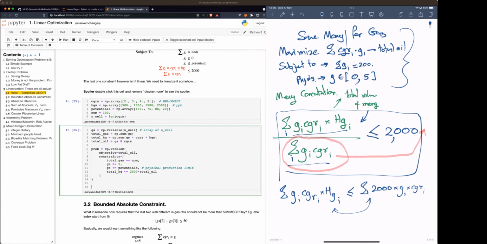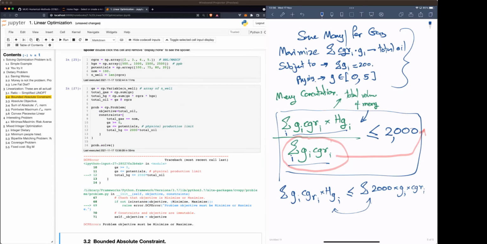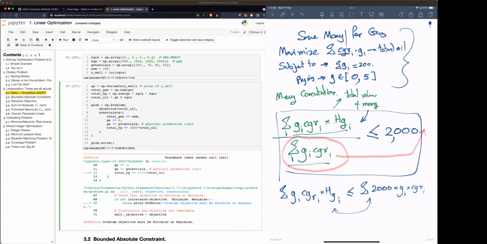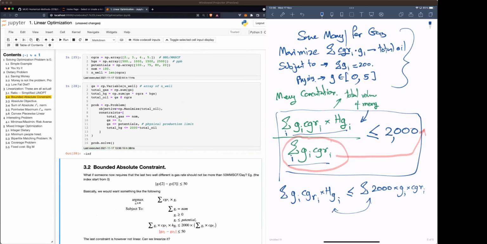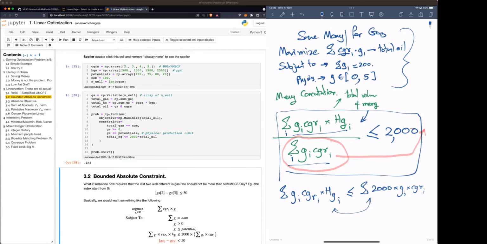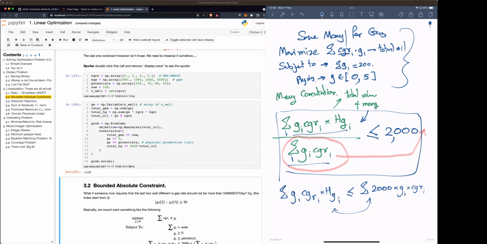And then you can say prob.solve. Not pick the off, it has to be cp.maximize. And I'm going to tell you how much this guy is worth. Minus infinity. Why is it minus? I want to maximize it.